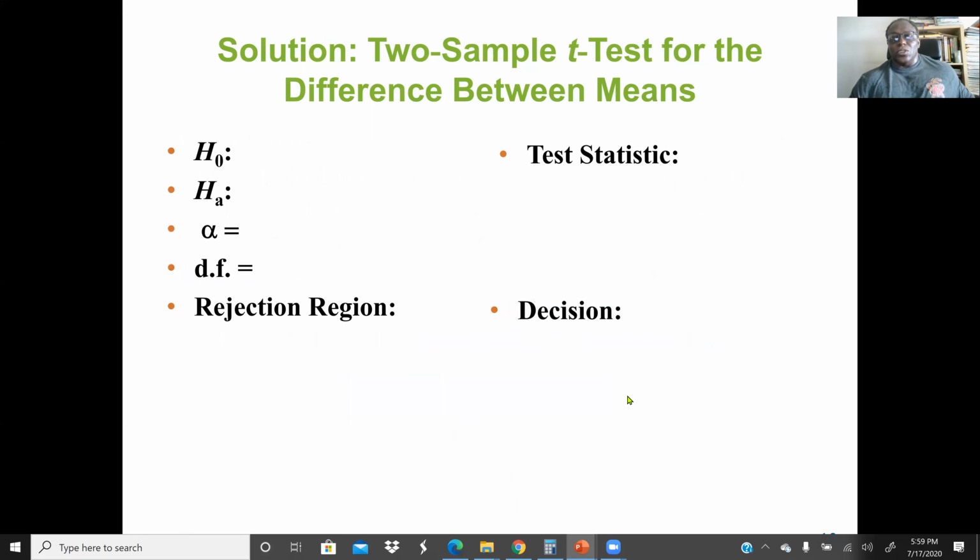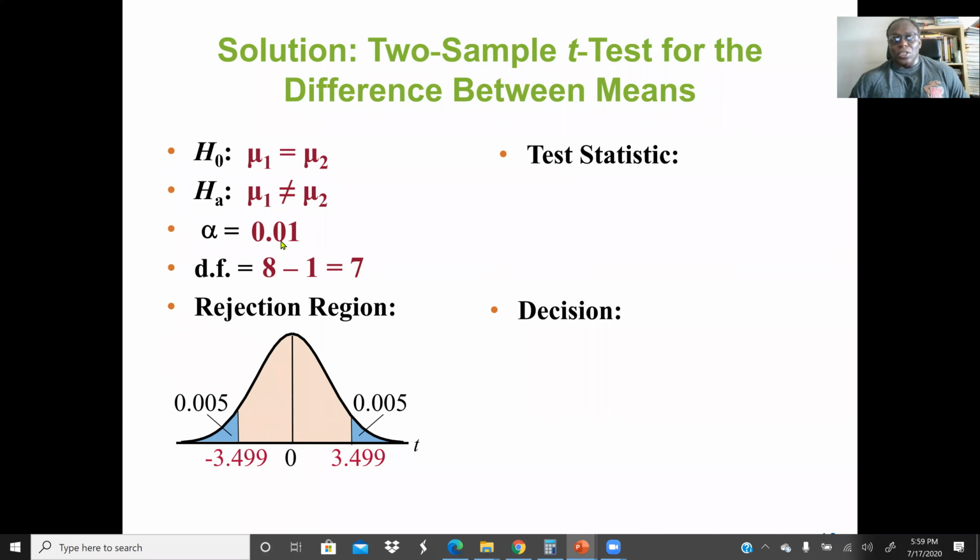So let's start. First, hypothesis testing: we get our H0 and HA. Based on the claim, we said they are not equal. So mu1 equals mu2 for H0, and mu1 not equal to mu2 for HA. That's our claim. Alpha was given to us to be 0.01. To find the degree of freedom, we get 8 minus 1.